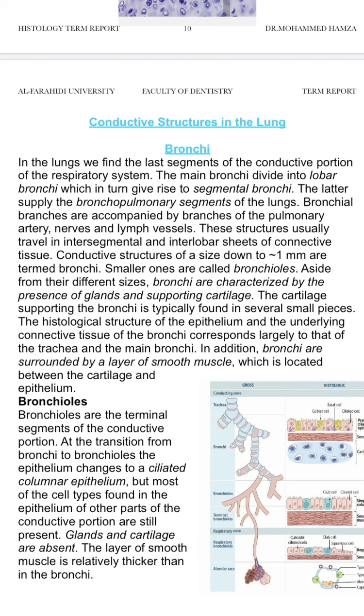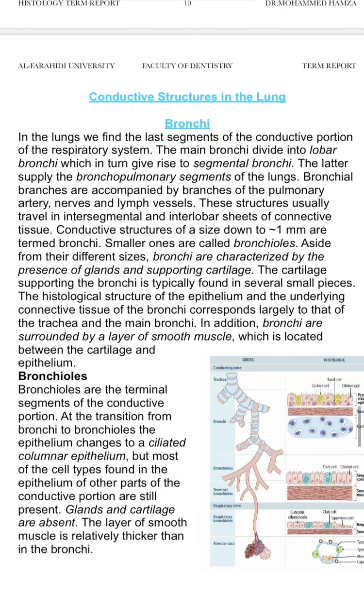The latter supply the bronchopulmonary segment of the lungs, which are the bronchial branches, accompanied by branches of the pulmonary artery, nerves, and lymph vessels. These structures usually travel in the intrasegmental and interlobular sheets of connective tissue. Conducting structures of a size down to 1 mm are termed bronchi.